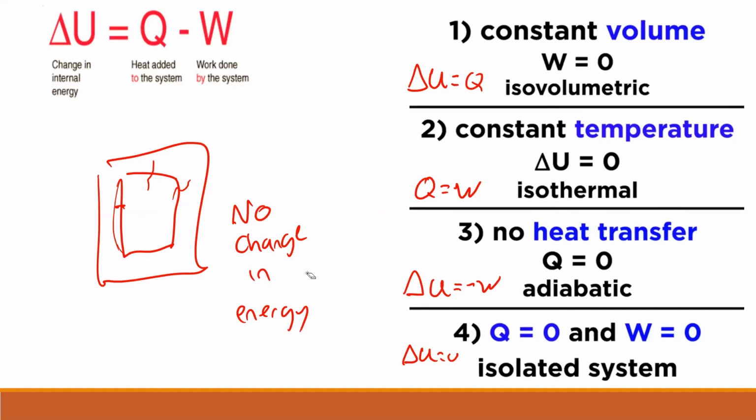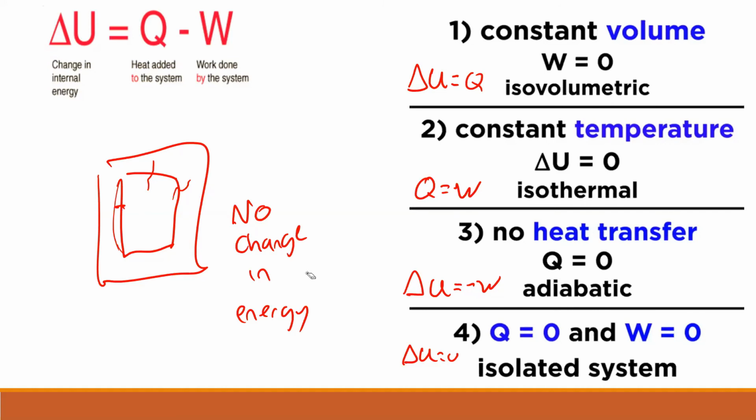So let's go back over these. Isovolumetric means that no work is done, so all of the energy is lost by heat. Adiabatic means no heat is transferred, so all of the energy is lost because of work being done. Isothermal means there's no change in internal energy. All of the work is turned into heat. And the last one is isolated, which means there's just no change in energy.